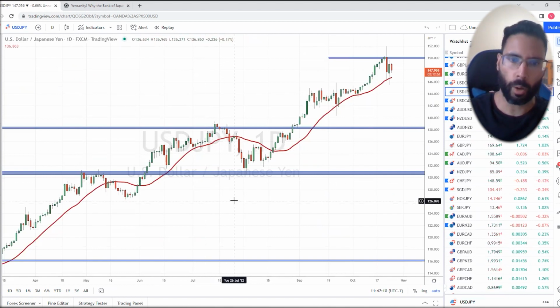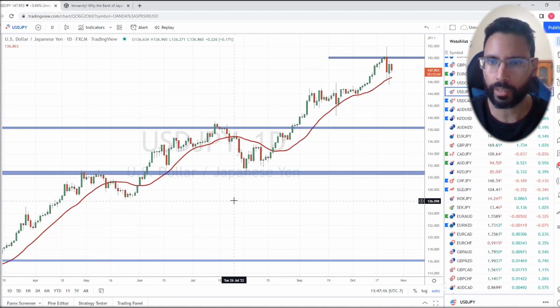But let me know in the comments below, is the yen going to strengthen? Can the Bank of Japan hold, or will they allow the yen to continue to weaken here going forward?